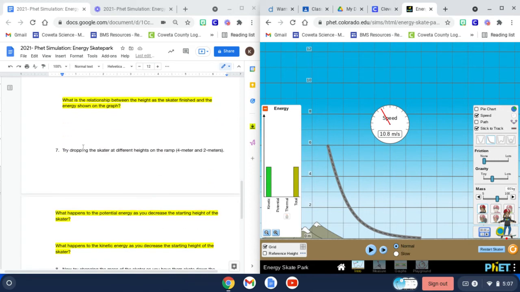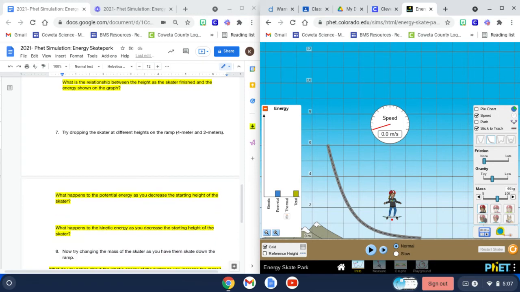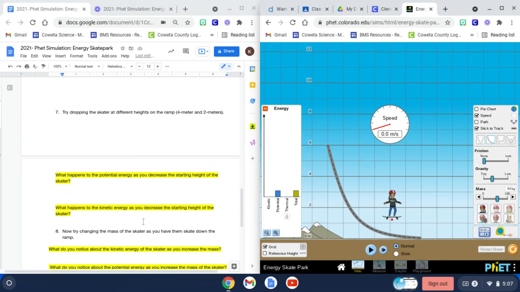Okay. It says, try dropping the skater from different heights on the ramp. So we don't have to take a screenshot of this now. It just wants us to try dropping the skater from different heights. So that would be the 4 and the 2. It says, what happens to the potential energy as you decrease the starting height of the skater? What happens to the kinetic energy as you decrease the starting height? So remember, to get the kinetic energy, we have to put our skater on the ramp, and then we have to hit play, and we're able to see that kinetic energy relationship between the starting energy. So you're going to explain that.